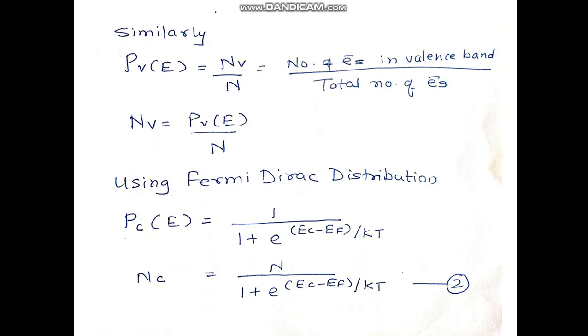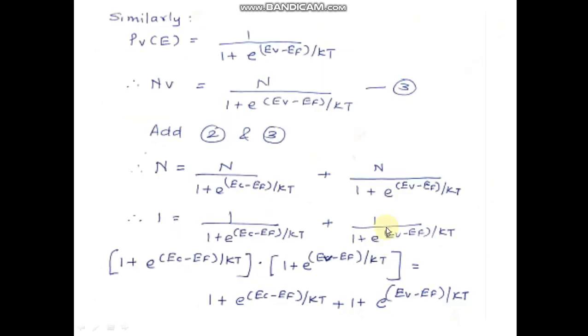Using the Fermi-Dirac distribution, we have Pc is equal to 1 upon 1 plus e raised to (Ec minus Ef) upon kT, so Nc is equal to N upon 1 plus e raised to (Ec minus Ef) upon kT. Similarly, for the valence band, the probability Pv is equal to 1 upon 1 plus e raised to (Ev minus Ef) upon kT, and Nv is equal to N upon 1 plus e raised to (Ev minus Ef) upon kT. The difference is only that it is Ev minus Ef for Nv, and for Nc it is Ec minus Ef.